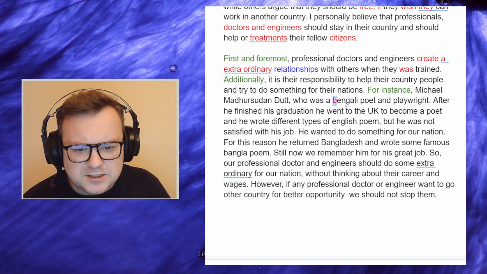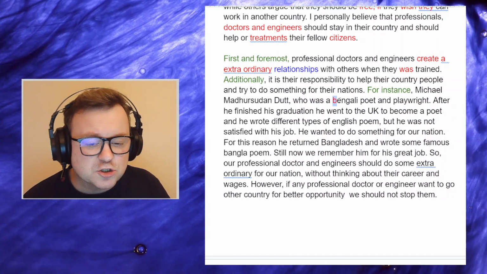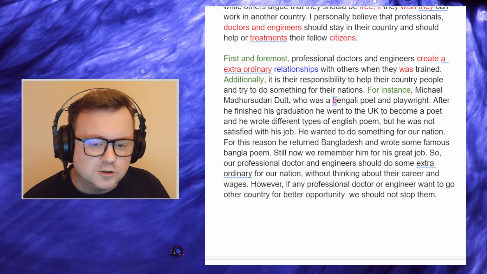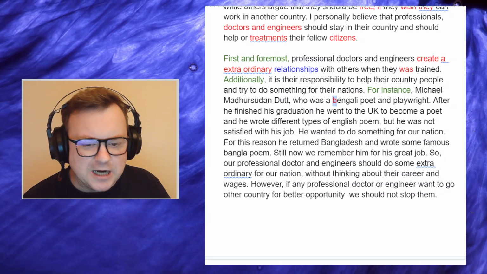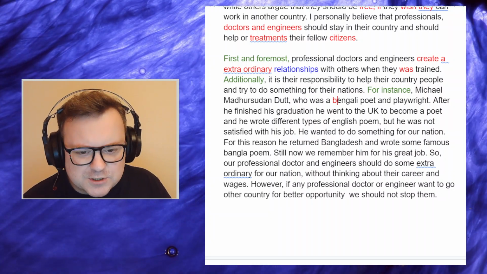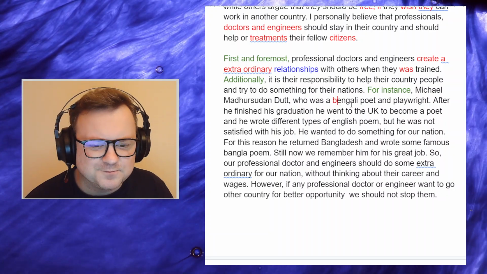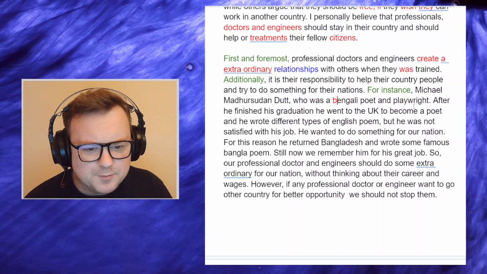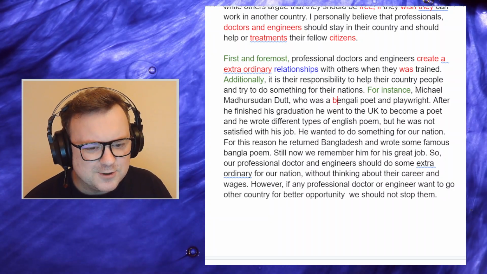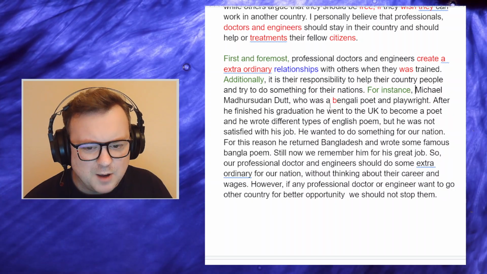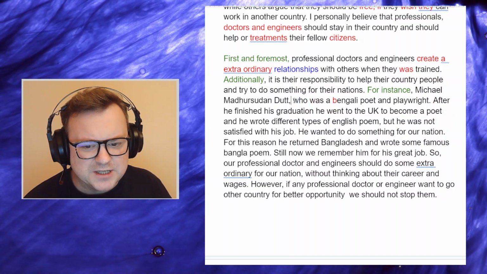Its nationality. If we have English or Welsh or Scottish or Northern Irish or Spanish or German or Irish, we use that capital letter at the beginning. "Who is a Bengali poet and playwright." Okay, but that's not a clause, right? We don't have a verb here. I mean, we have a verb "was," but that's part of the embedded clause.